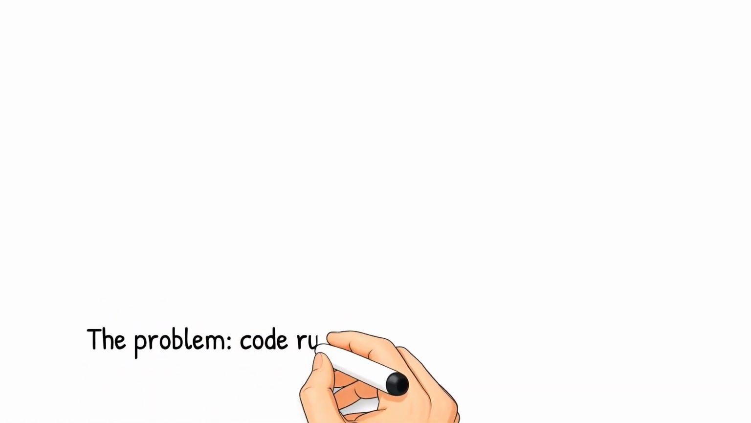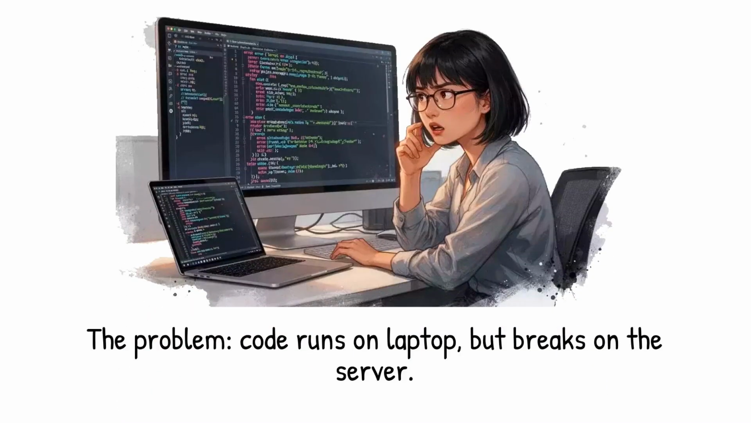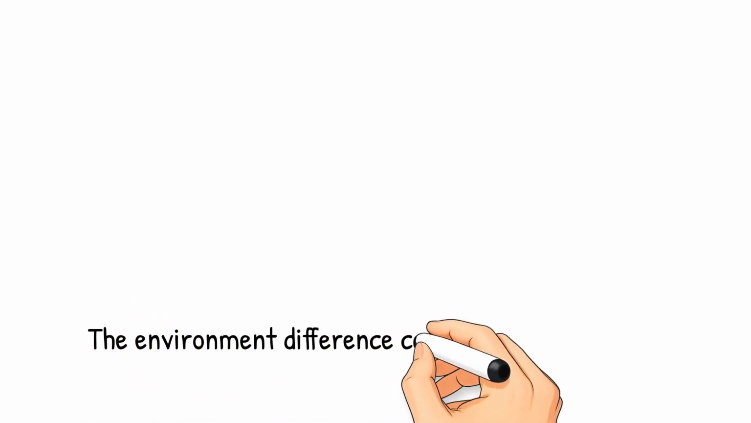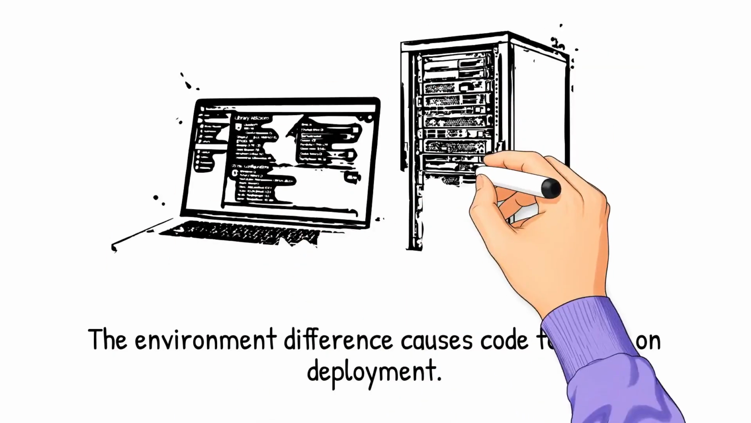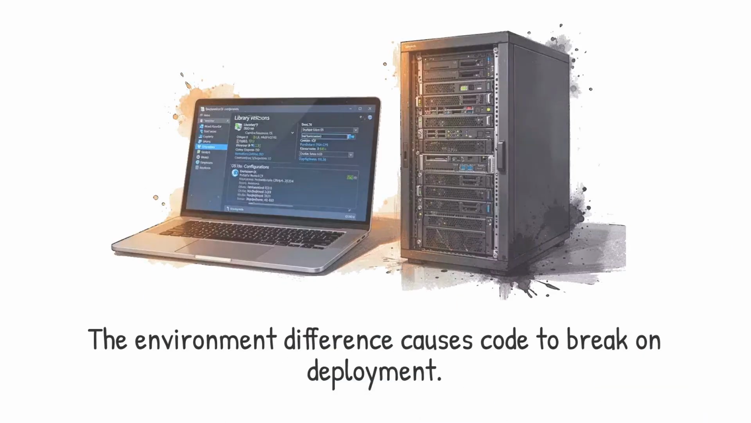Let's start with the problem. A developer writes some code. It runs perfectly on their laptop. Everything works. They're happy. Then they send it to the server, and suddenly it breaks. Errors everywhere, the exact same code. So what happened? The problem is the environment. The laptop and the server have different versions, different libraries, different settings.